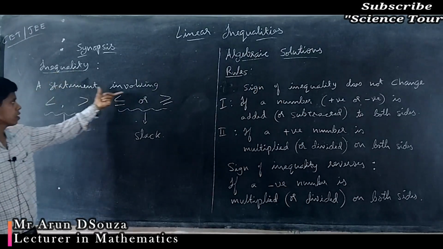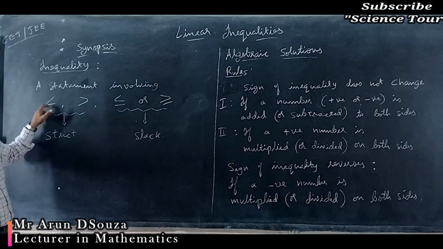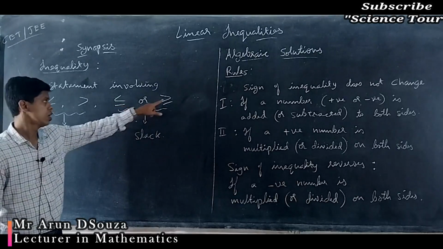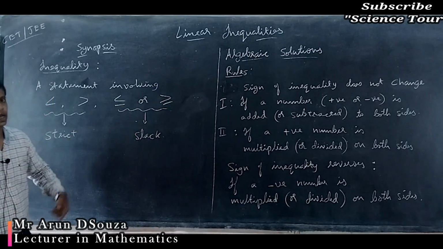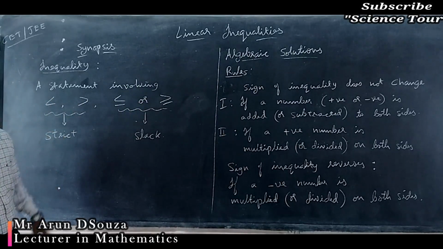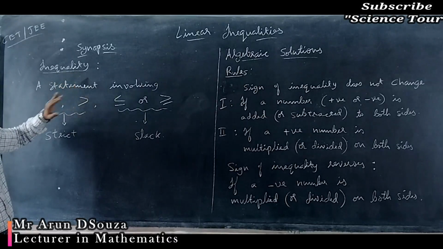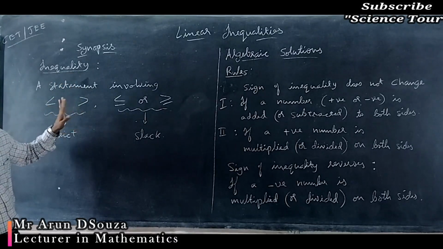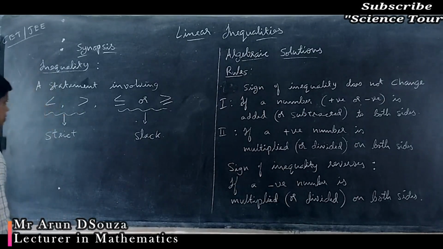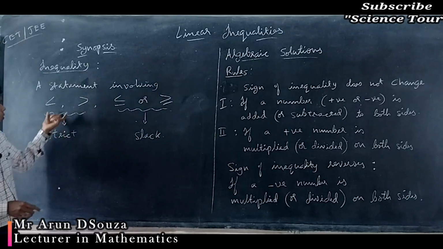A statement involving these signs: less than, greater than, less than or equal, or greater than or equal. If any statement involves these signs, it is known as inequality. Whether it is linear or quadratic depends on the degree of the variable. Anyway, that's later. But now there are two types.